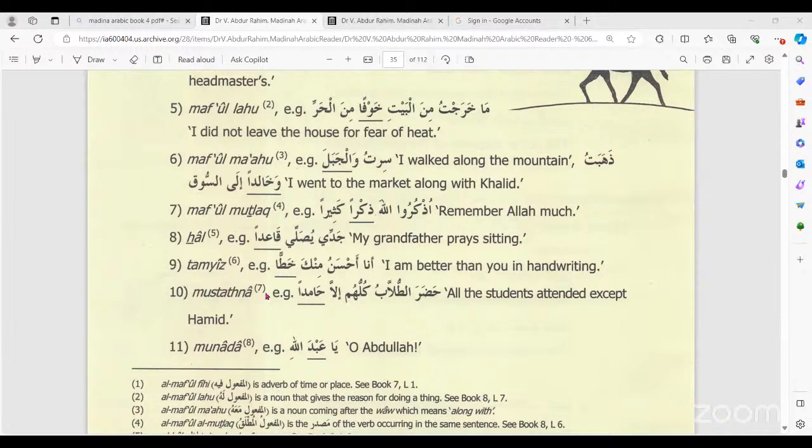So this waw means that the verb and this noun are happening together. They are accompanying together. The noun which comes after this waw will end with a fatha or a fatha tanween itself. So this is called waw maf'ul ma'ahu, the object which is being accompanied with something else.